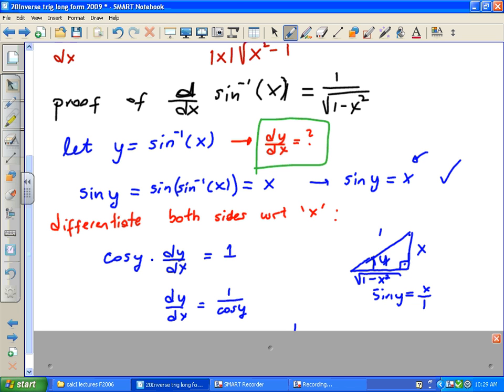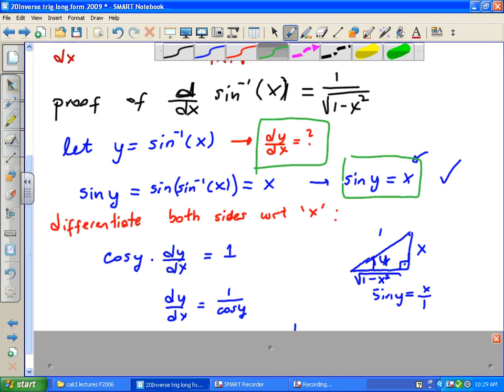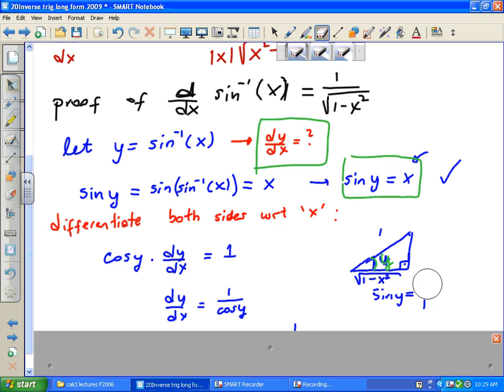Since you know that y is equal to sine inverse of x, let's actually look at this one. Since we know that sine of y is equal to x, do a triangle where the angle is y. The angle is y. And how would you label the sides of this triangle? If sine of y is equal to x, what would you put on the opposite side? Sine of y is equal to x. Think of it as x over 1. Opposite should be x, and hypotenuse should be 1.